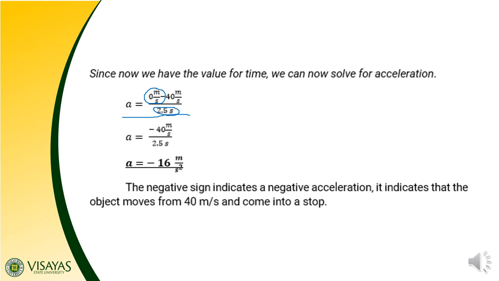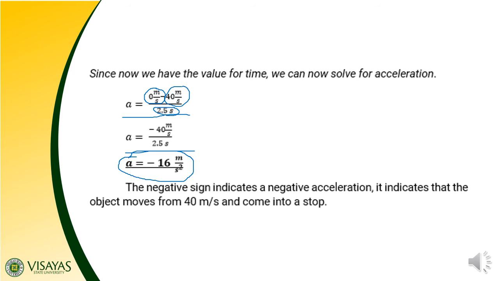So we have a value for final velocity which is 0 meters per second minus the initial velocity which is 14 meters per second. So acceleration is equal to negative 14 meters per second divided by 2.5 seconds. So the value for acceleration is negative 16 meters per second.